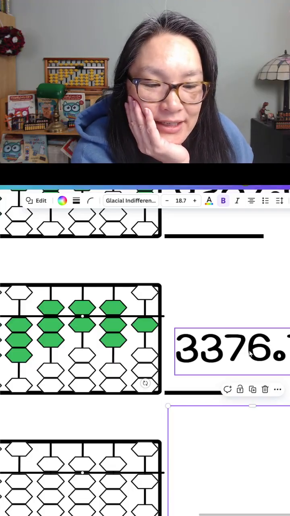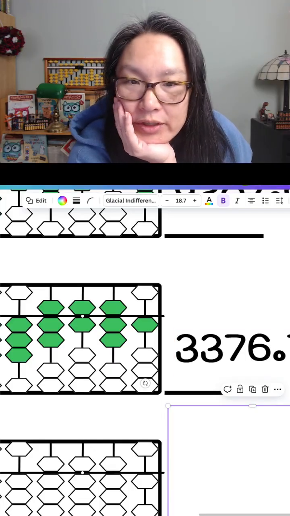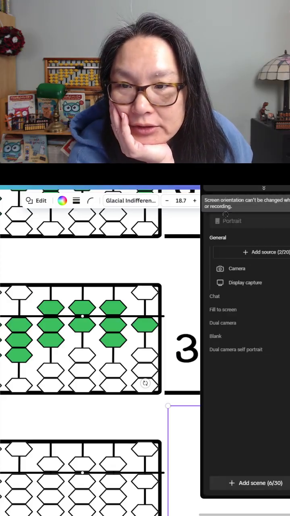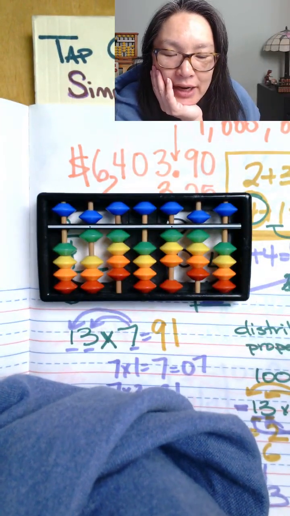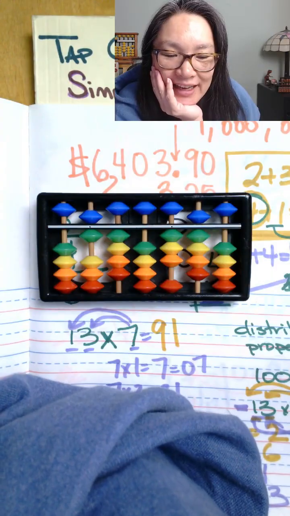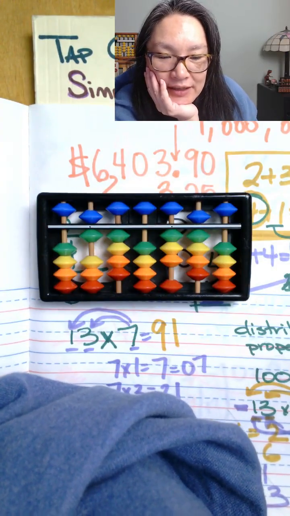What is this? This is the abacus, Tiffany. What we're doing is learning to read the abacus. And so I need to change to this. Yeah, so this is the abacus, Tiffany.